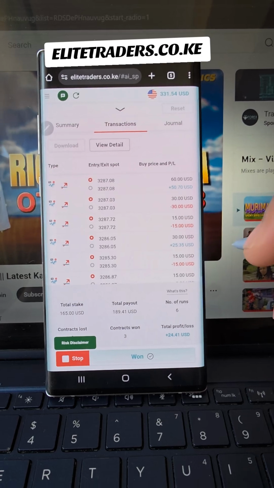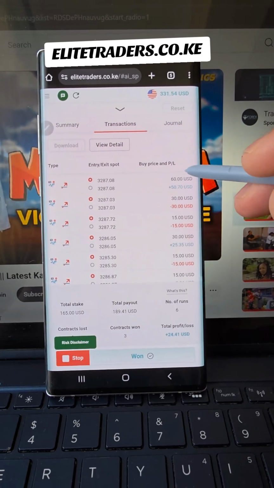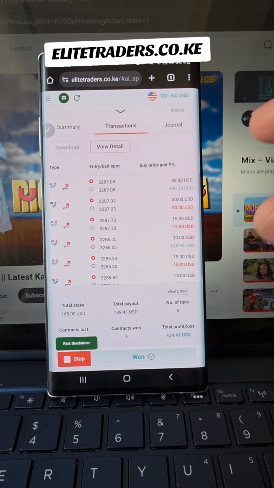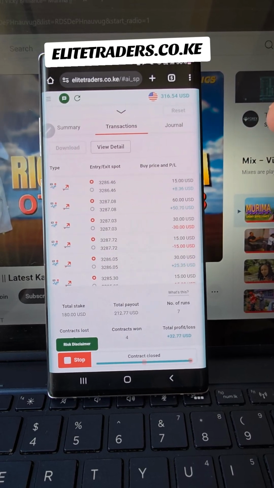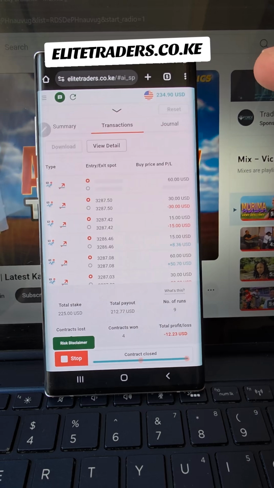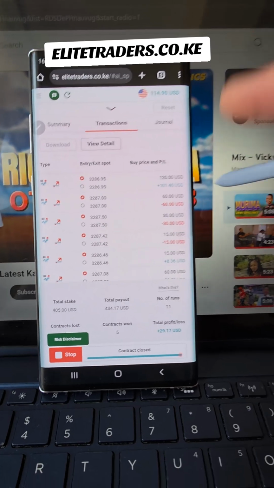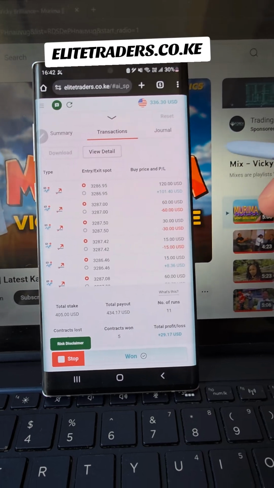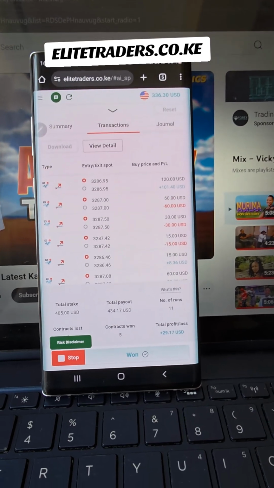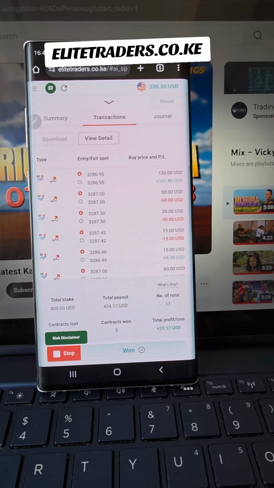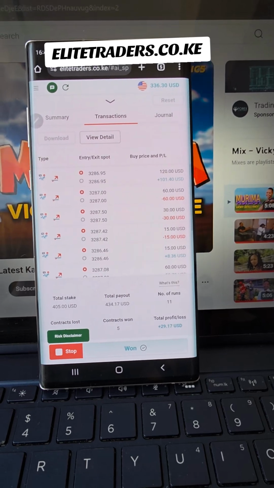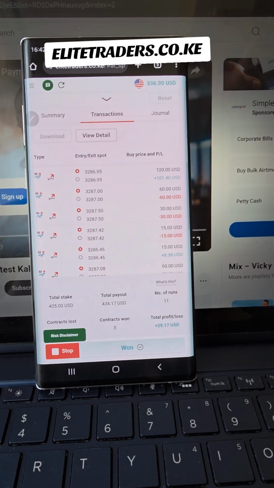Kuna mambo ya kurukaruka hapa. So the second condition, 3 digits have to appear consecutively, and these digits must be below 5. Next trade, amazing. 2 more wins. Good. Oh, amazing. We have already recovered. About 3 more trades, then we hit our target profits. If we hit consecutive wins, the better.